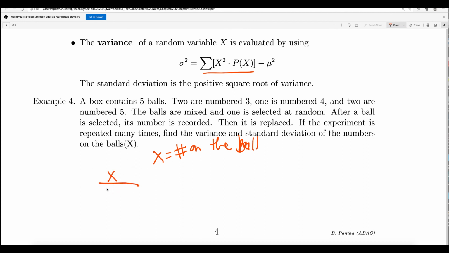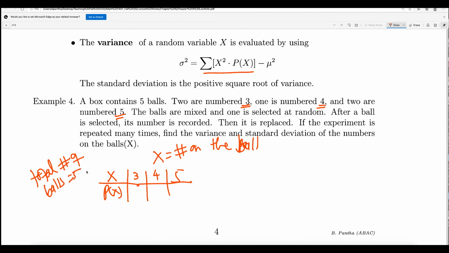There will be x, there will be px, right? So what are the possible values of x? Because there are 5 balls, some balls are number 3, some balls are number 4, and some balls are number 5. So 3, 4, 5. How many balls are there in total? The total number of balls is 5. So 2 of them are number 3, 1 of them is number 4, and 2 of them are number 5.